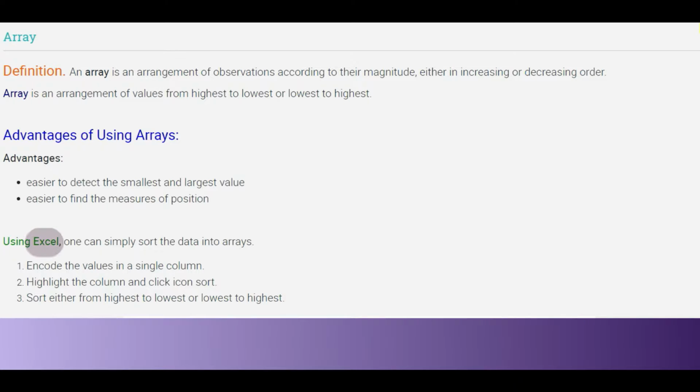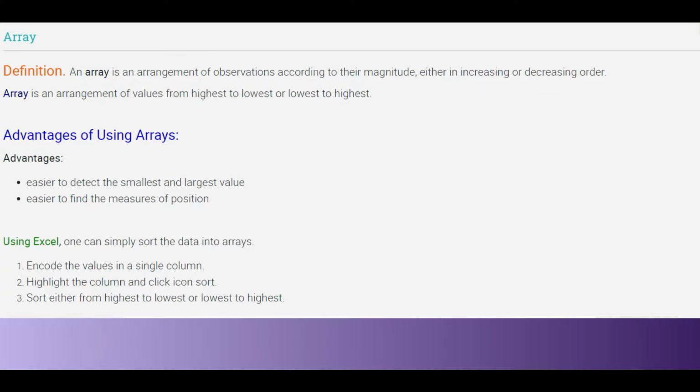Using computers, it is easy to organize data points even with hundreds of observations. With the use of Excel, one can simply sort the data into arrays. First, encode the values in a single column. Next, highlight the column and click the sort icon. And finally, sort either from highest to lowest or lowest to highest. In fact, you can use any statistical software.